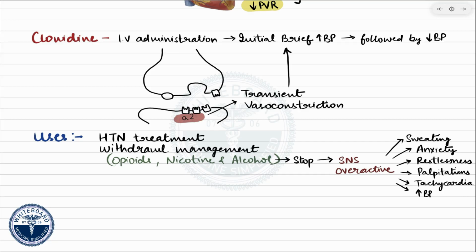Another important use is in the treatment of attention deficit hyperactivity disorder, particularly in children. Although the exact mechanism is not completely understood, stimulation of central alpha-2 receptors is believed to improve attention and reduce hyperactivity and impulsive behavior. It is often used when stimulant medications are ineffective, contraindicated, or produce troublesome adverse effects.